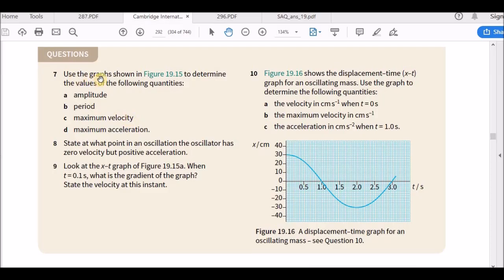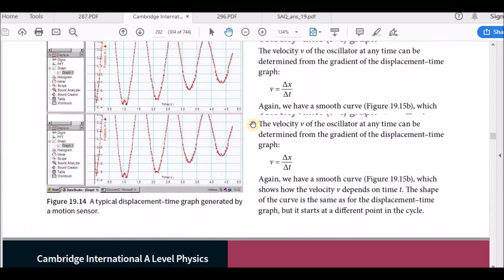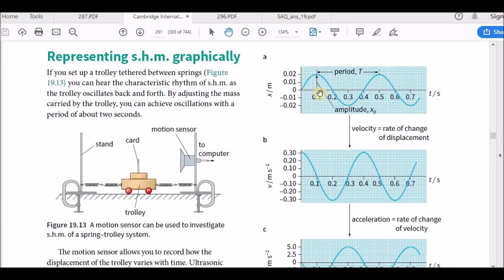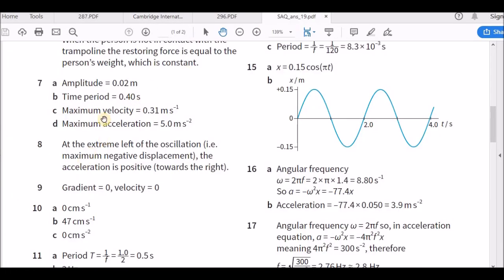Question number 7. Use the graph shown in figure 19.15 to determine the values of the following quantities: amplitude, period, maximum velocity, maximum acceleration. Very easy. So let's go up there and have a look. I think we already saw it before. Here it's 0.02 and the period is from here to here, 0.4 seconds. You are right, did it. We'll look at the answers also. 0.02 and the period is 0.4.